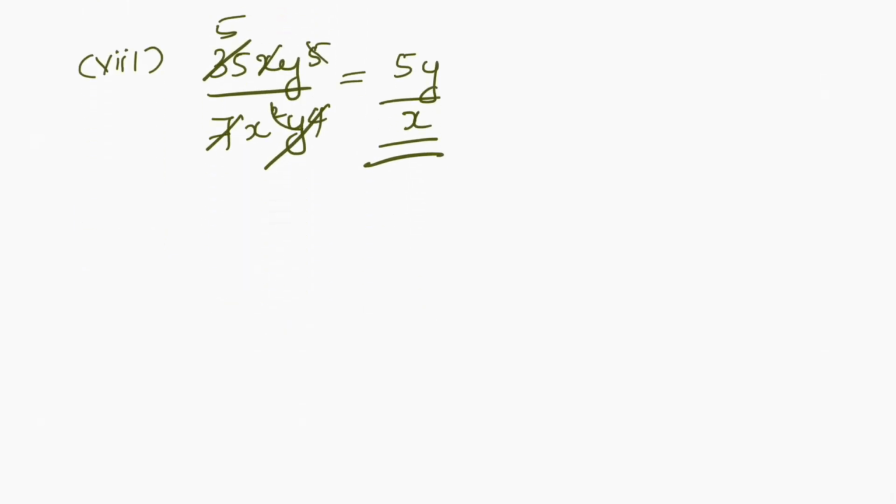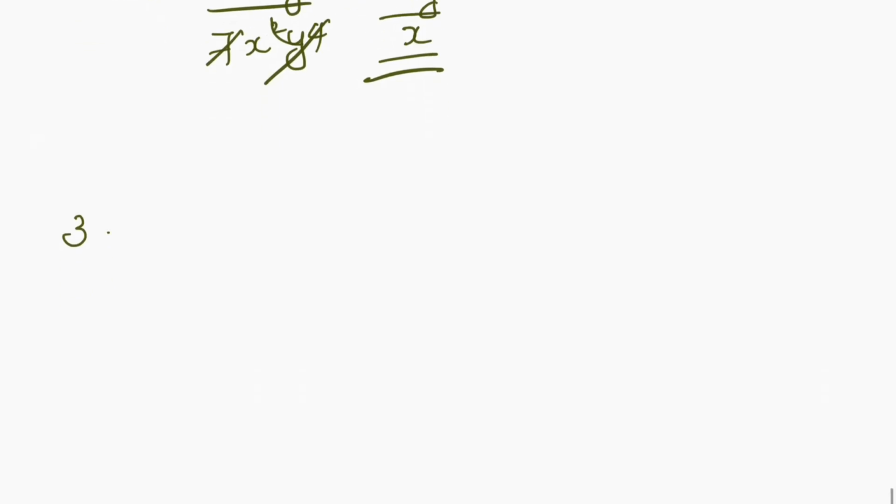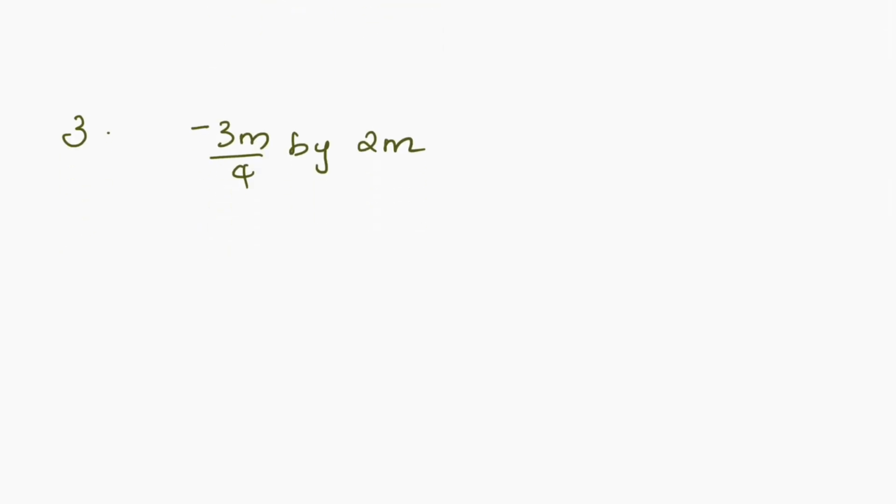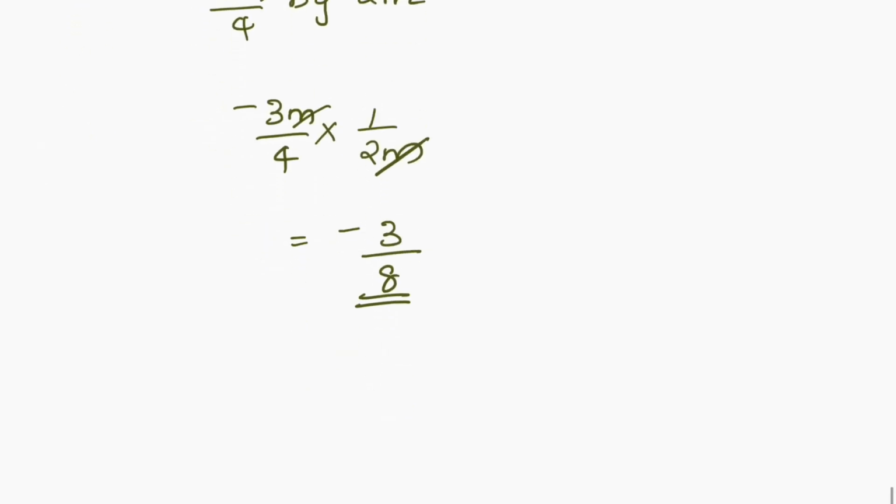Okay, hope it's clear, kids. Let us do the third main question now. Divide minus 3m by 4 by 2m. How do we do it? I can directly do it like this: minus 3m by 4 into 1 by 2m. When you divide fractions, what you used to do is take the reciprocal and multiply. So m and m will get cancelled. Finally I'll get minus 3 by 8.